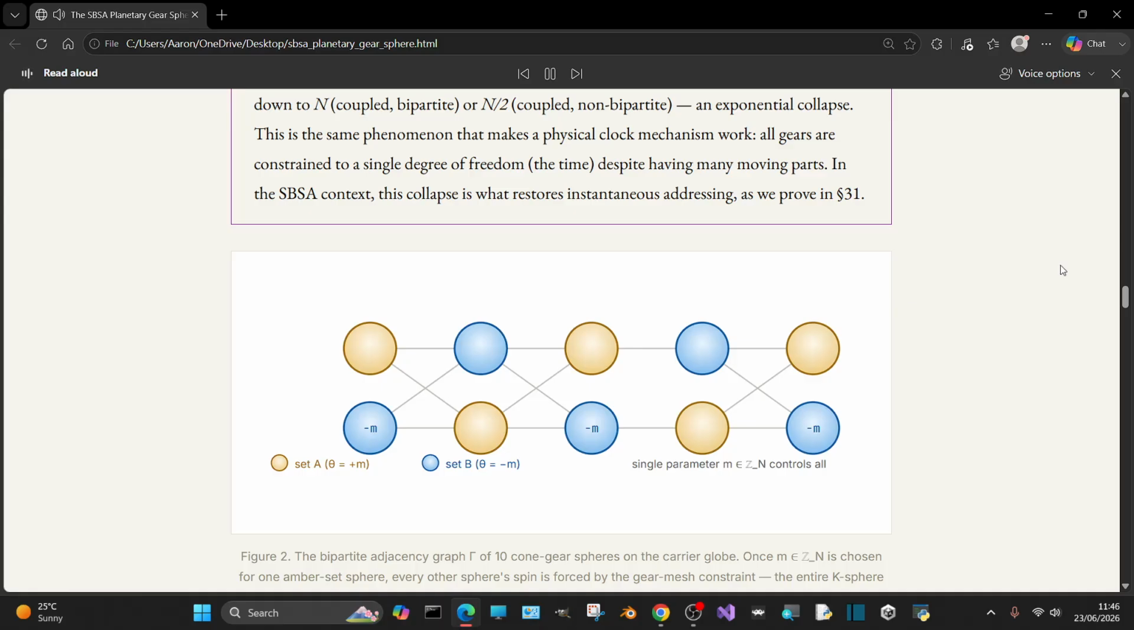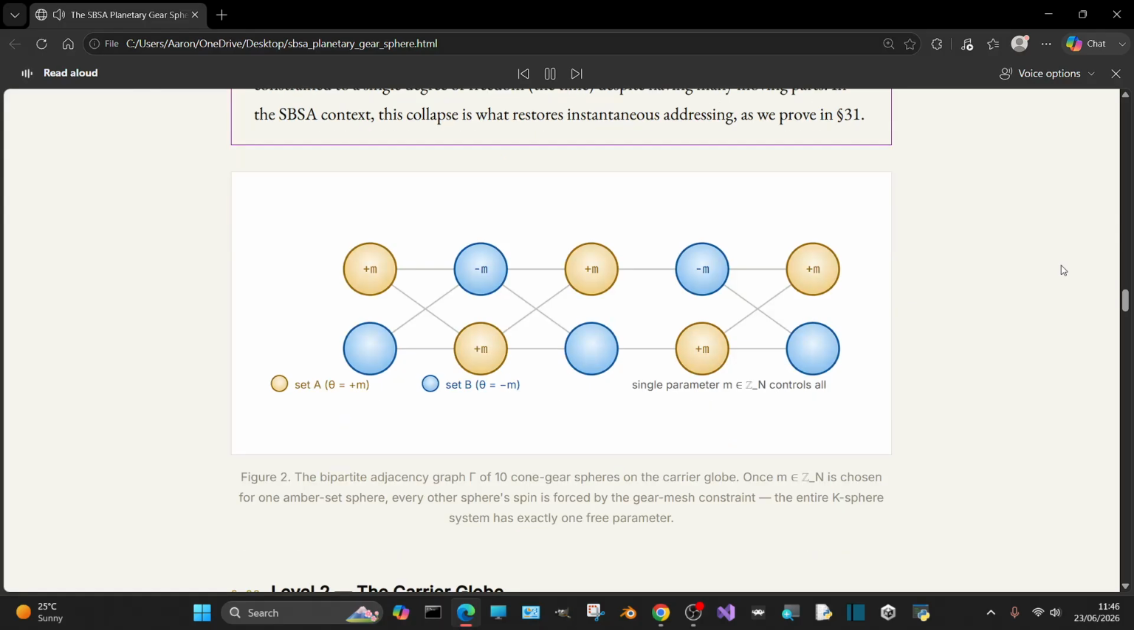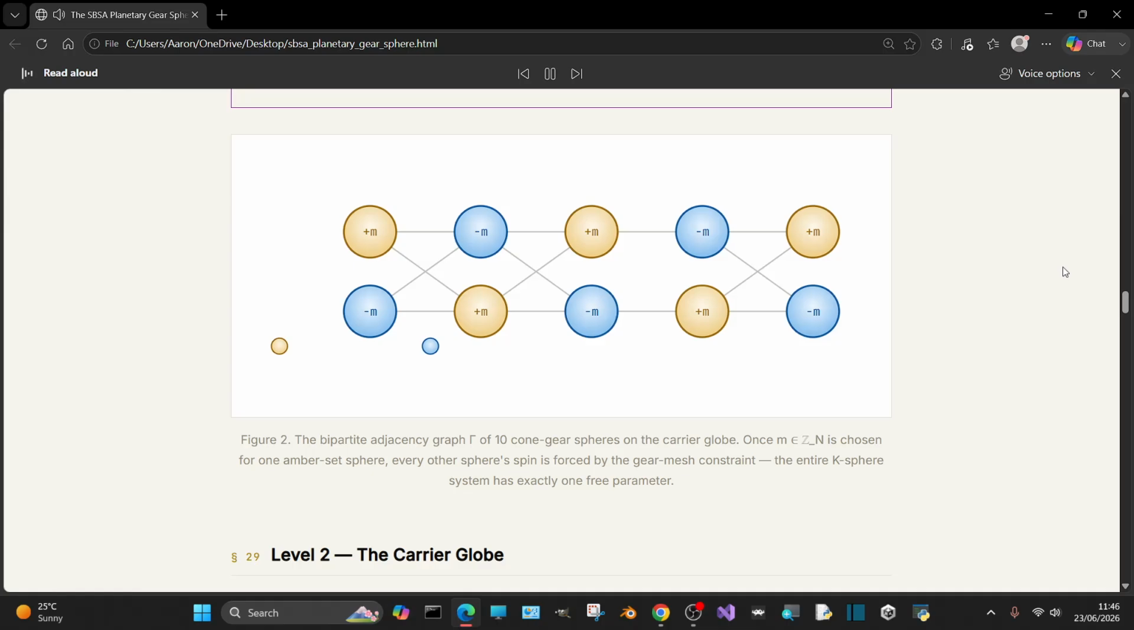Set A, θ equals +m; set B, θ equals -m. A single parameter, m ∈ Z_n, controls all. Figure 2. The bipartite adjacency graph Γ of 10 cone gear spheres on the carrier globe. Once m ∈ Z_n is chosen for one amber set sphere, every other sphere's spin is forced by the gear mesh constraint. The entire k-sphere system has exactly one free parameter.